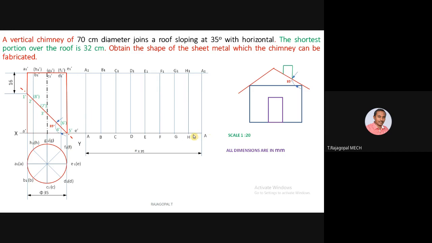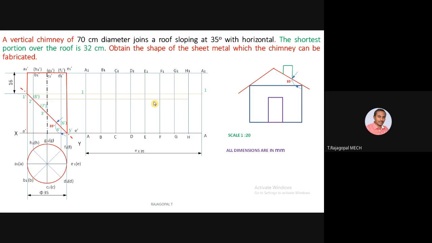Now we have to shift all these cutting points of the section plane here. The only difference between the prism and the cylinder is how you transfer the stretch out length. There it was 5 times 25 or 6 times 25 in the case of the pentagonal and hexagonal prism. Here it is simply pi d. Now the procedure is the same. From 1 dash you draw a parallel line to XY. A1 dash, A dash, the corresponding A1 is here as well as here. Make it 1 on both sides. Similarly, you can mark all the cutting points of the section plane in your development.